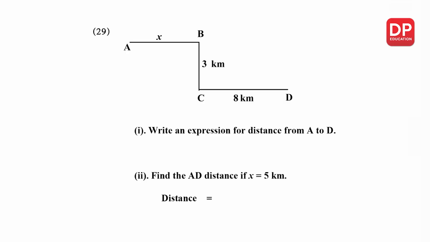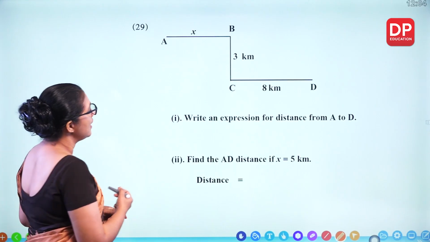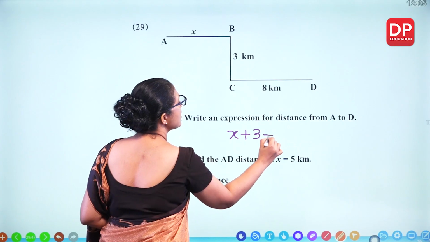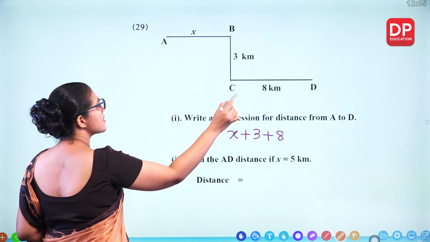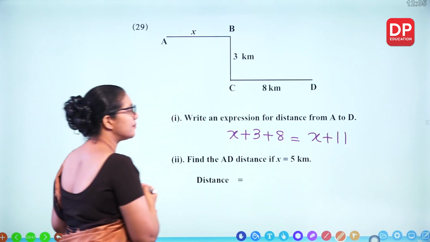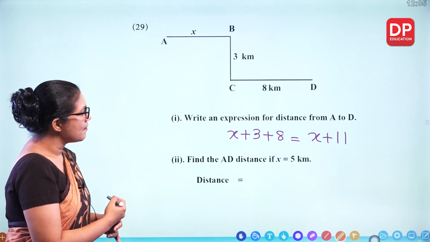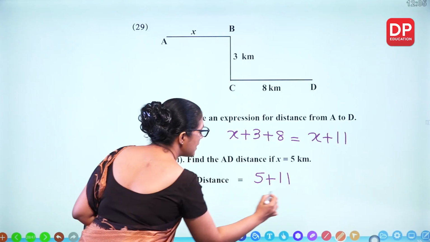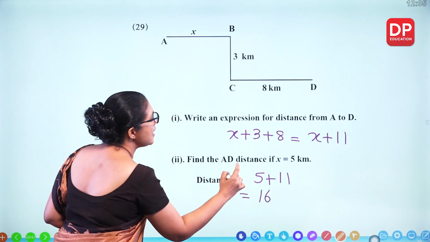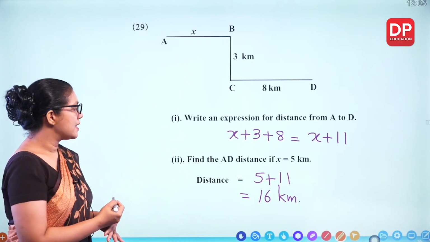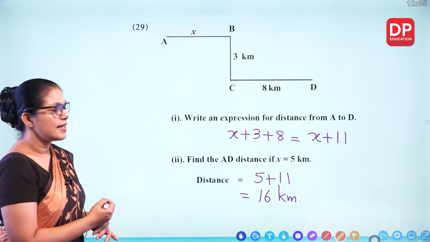Look at this diagram. Write an expression for the distance from A to D. A to D: X plus 3 plus 8. You have to add all these lengths, so you get X plus 11. Find the AD distance if X equals 5. Substitute 5 there, 5 plus 11 now. That's 16 kilometers. If X is 5 kilometers, the distance is 16 kilometers.